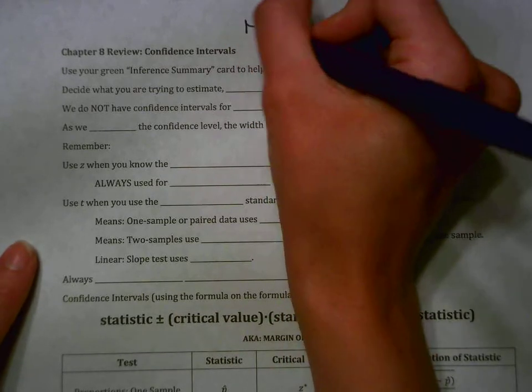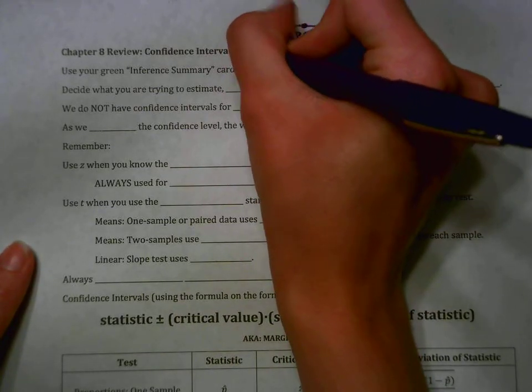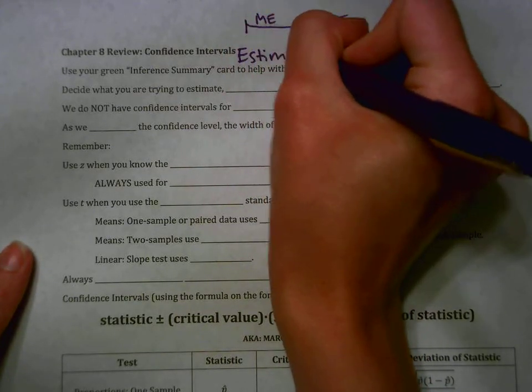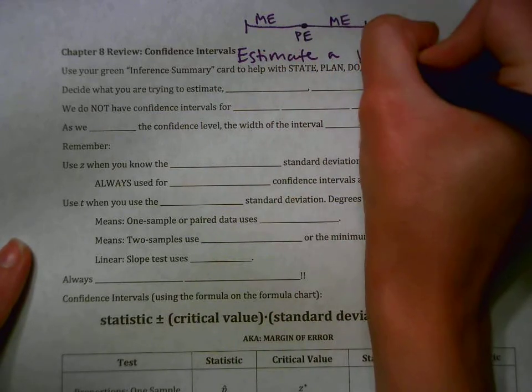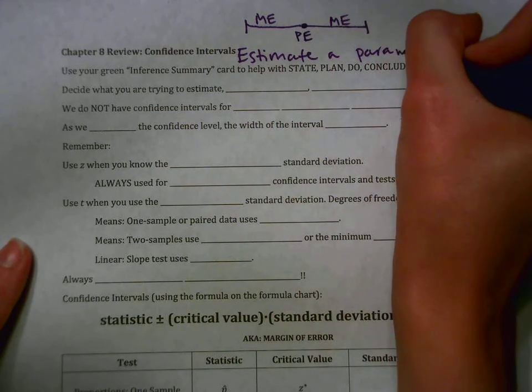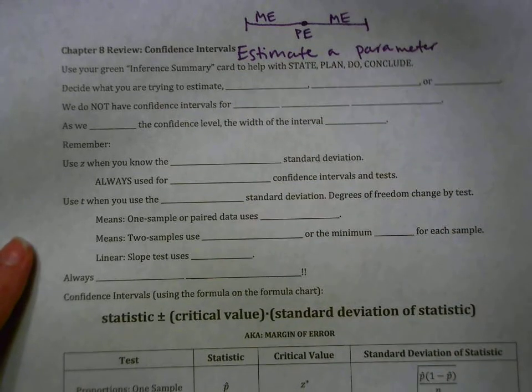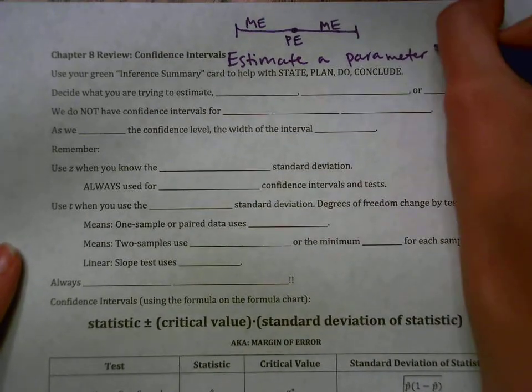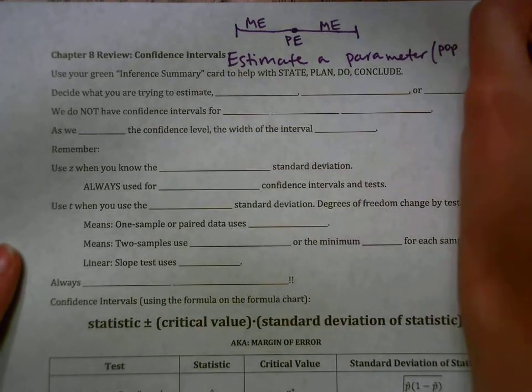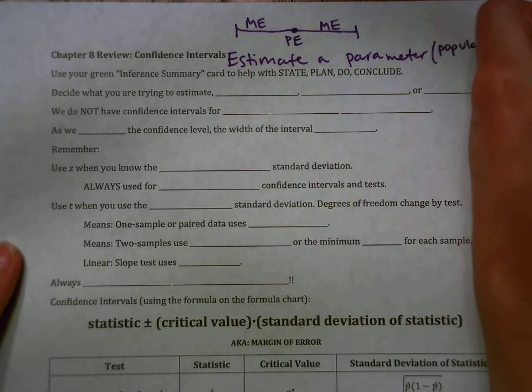So we use this interval to estimate a parameter. What is a parameter? The true value, or the population value. That's just a vocab word you should know. Population value.